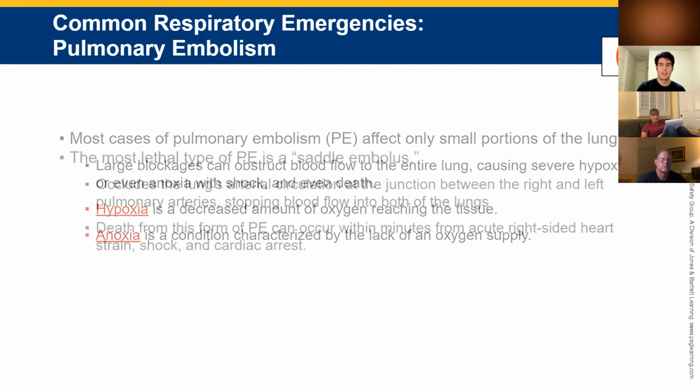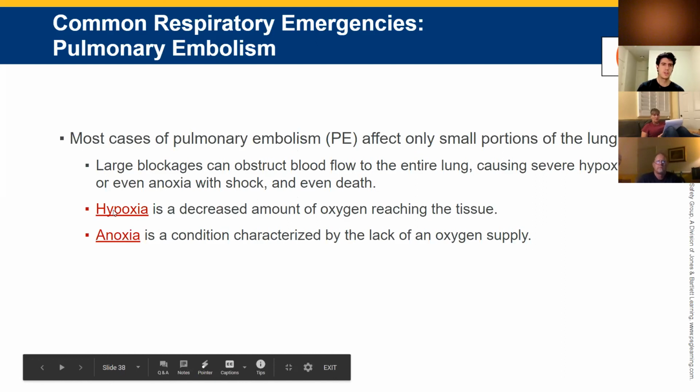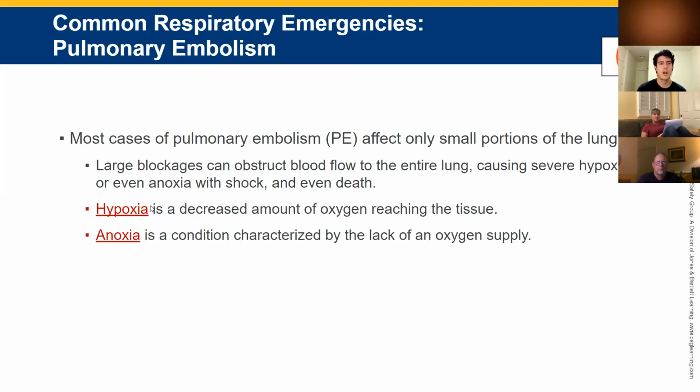death. We should definitely know this word hypoxia. Hypoxia means a decreased amount of oxygen reaching the tissue. Who can break down this word for us? Because this is a good skill in medicine. We have two halves of this word: hypo and oxia. Who can describe why hypoxia means low oxygen? Anyone want to give that a try? Hypo means low, and the oxia is oxygen concentration.